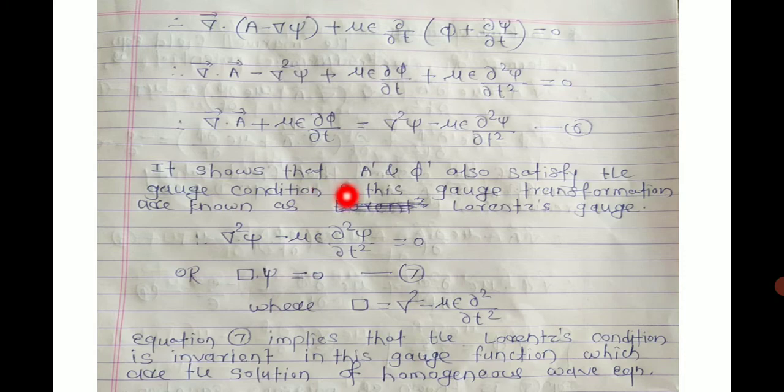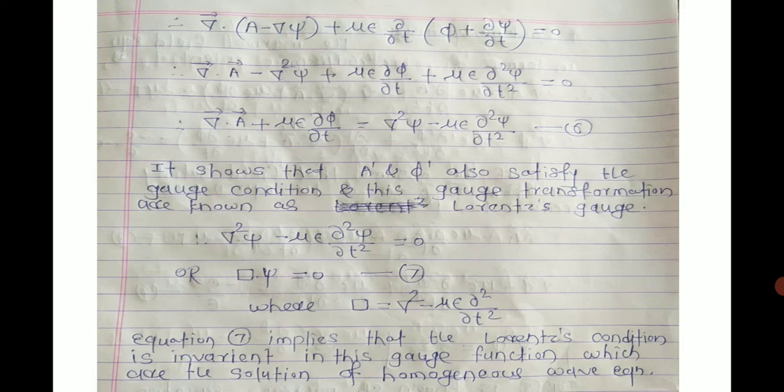Also satisfy the gauge condition, and this gauge transformation is known as a Lorentz gauge. That means A dash and phi dash satisfy the gauge condition because the system remains unchanged, and that is the Lorentz gauge.